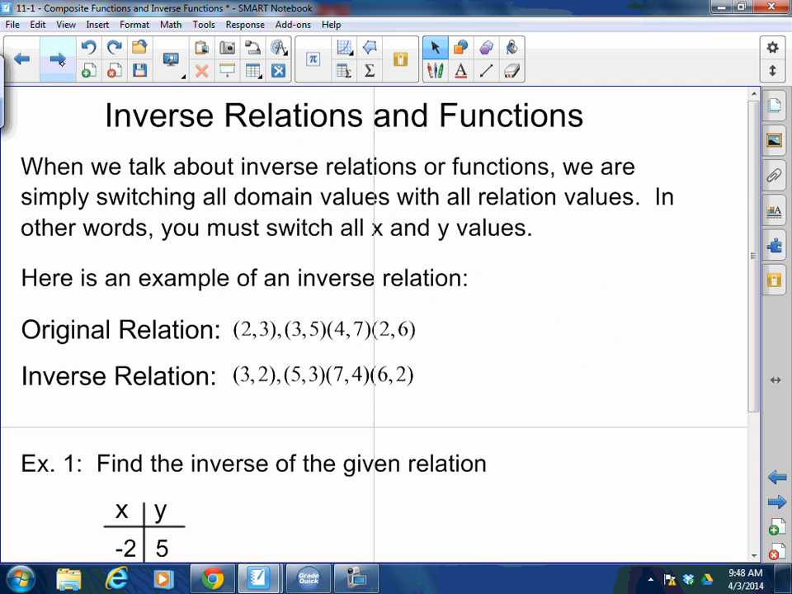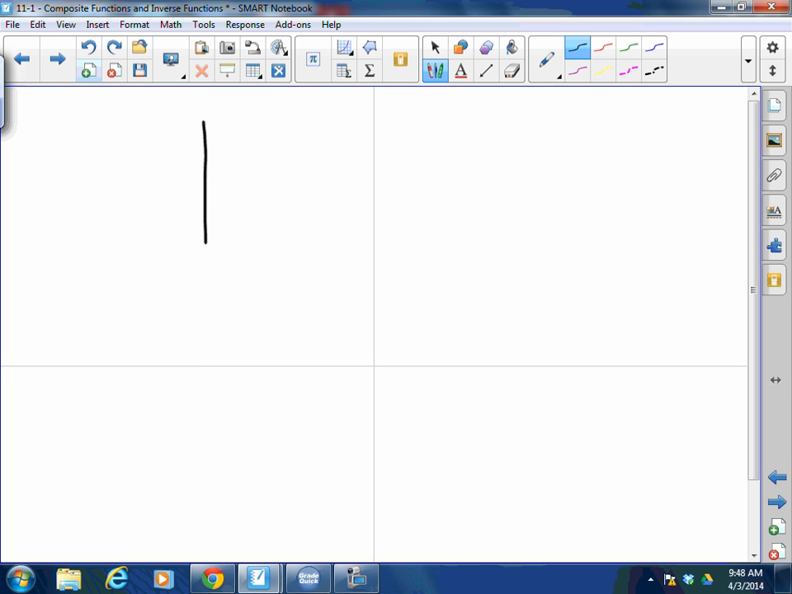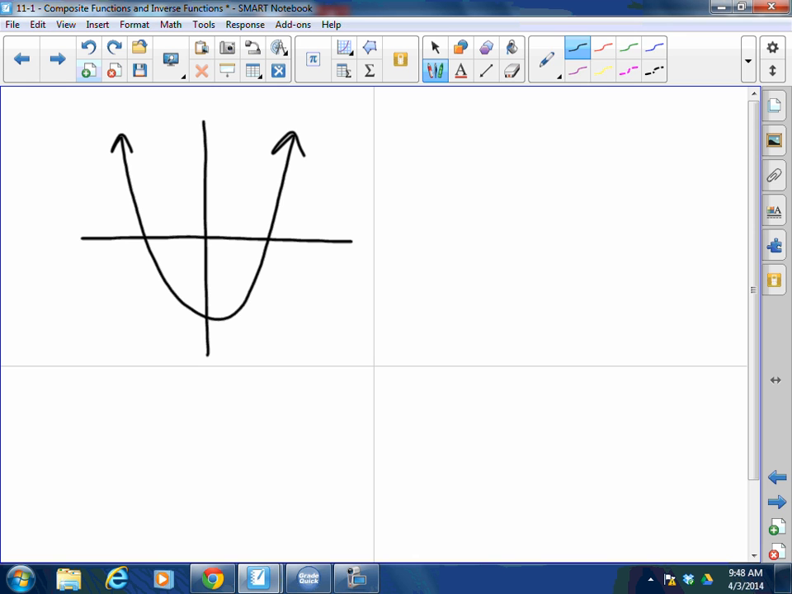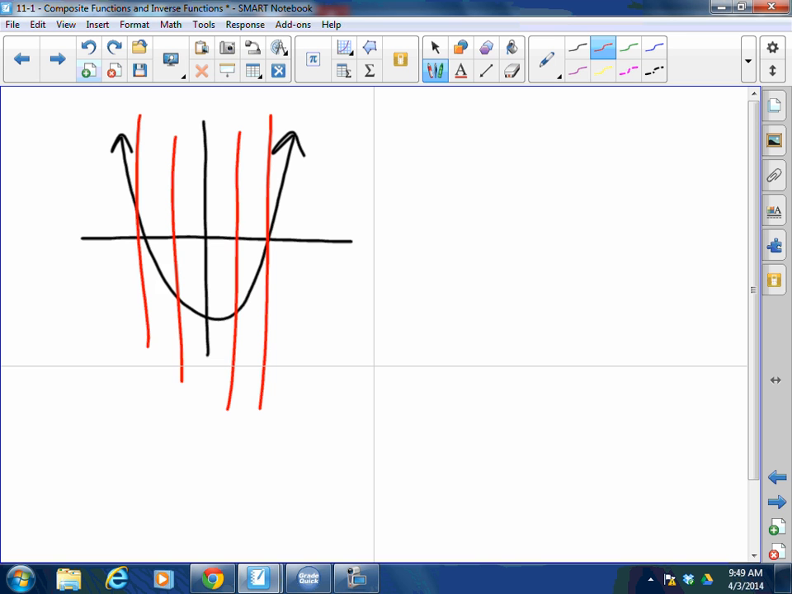Now, inverse relations and functions. Before I really start talking about inverse functions, I want to talk to you about one thing called a one-to-one function. We know that's a function because of the vertical line test, and for any x value I have one y. You guys with me there, right?